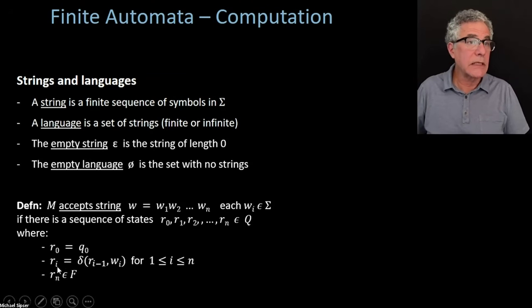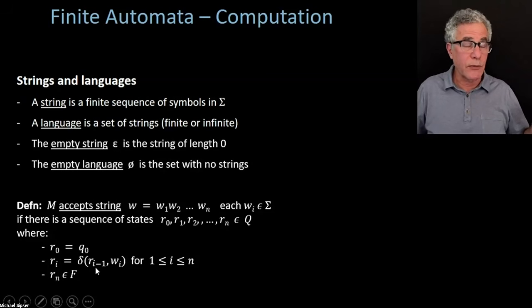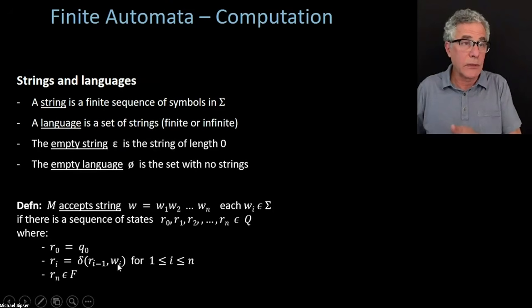So that says the ith member of the sequence is obtained by looking at the previous one, the (i minus first) state in that sequence, and then looking at what happens when you take the ith input symbol. So as you look at the previous state and the next input symbol, you should get the next state. That's all that this is saying, and this should happen for each one of these.